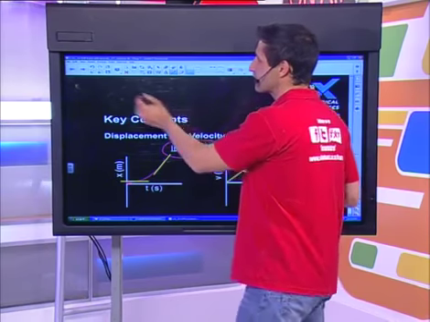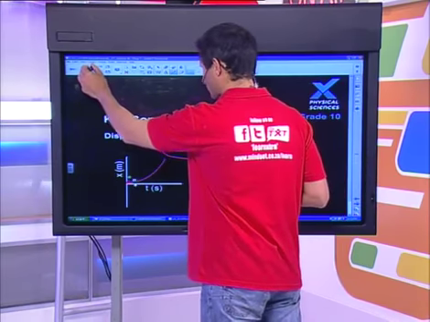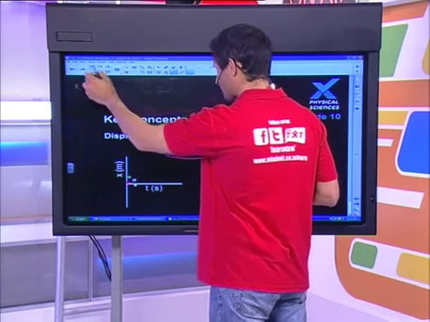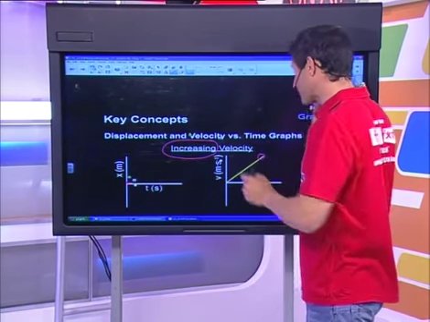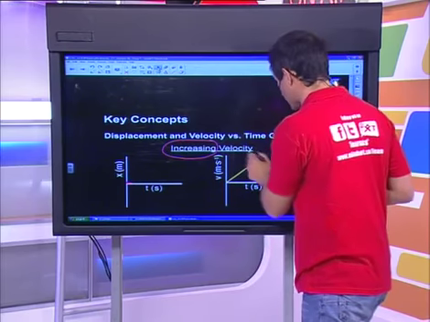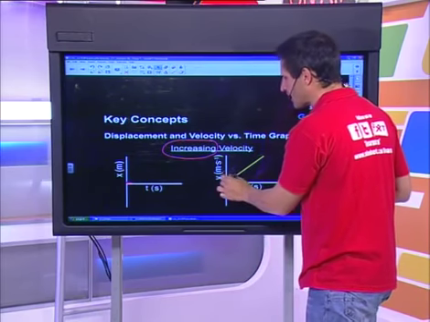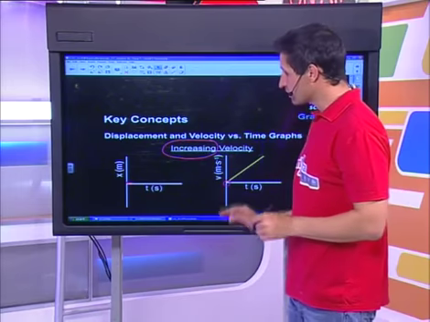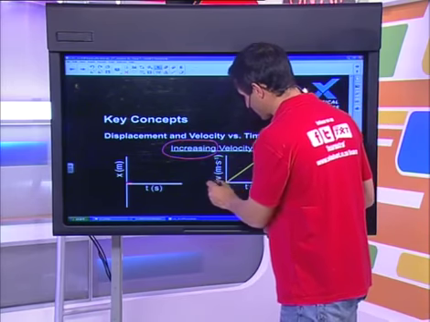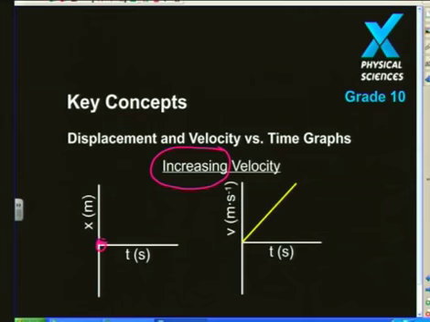So let's just go through that again and make sure that people are okay with this. Let's just take through a couple of those pieces that people are a little bit confused about. So starting on my v versus t, right at the beginning, I have no velocity. So on my x versus t, let's just highlight this, I should have no gradient. So 0 velocity, 0 gradient.